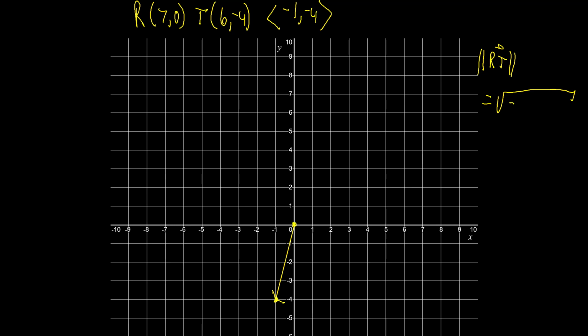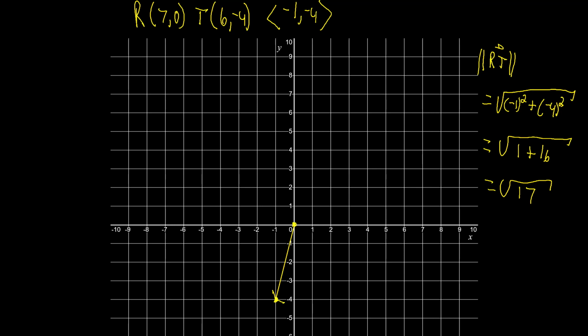So it's the square root of negative 1 squared plus negative 4 squared. So there we go. That's easy enough. So that's the square root of, well, negative 1 squared is 1 plus 16. So it must be the square root of 17. So that's its magnitude. It's the square root of 17.